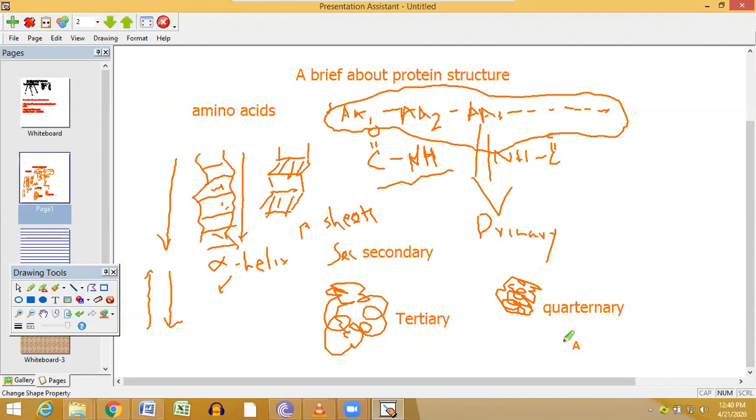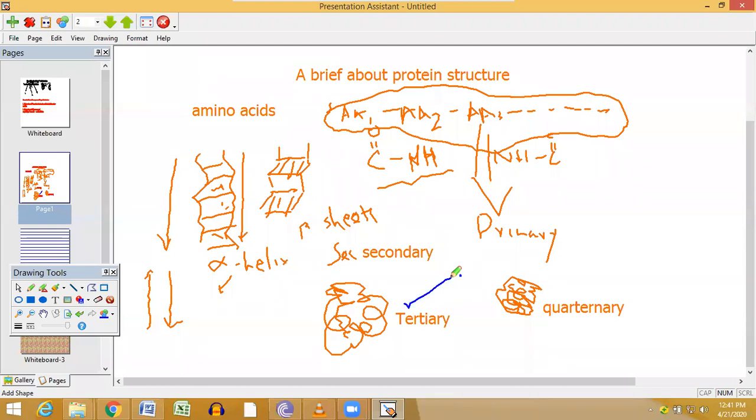Quaternary structure is a special structure of protein when the protein is highly ionized in a particular fluid. Apart from that, if we want the actual 3D conformation of protein, we have to look at the tertiary structure. Normal protein structure, the normal 3-dimensional protein structure, means your tertiary structure. This one.